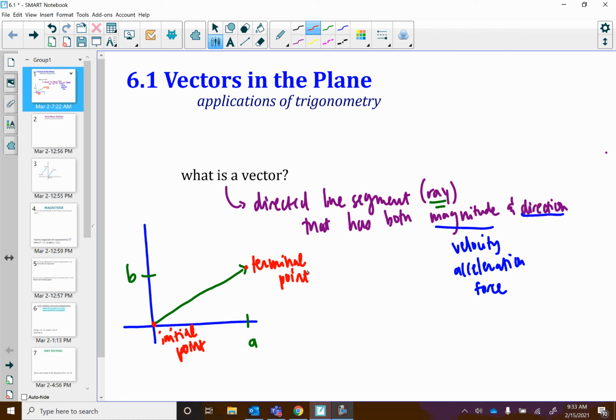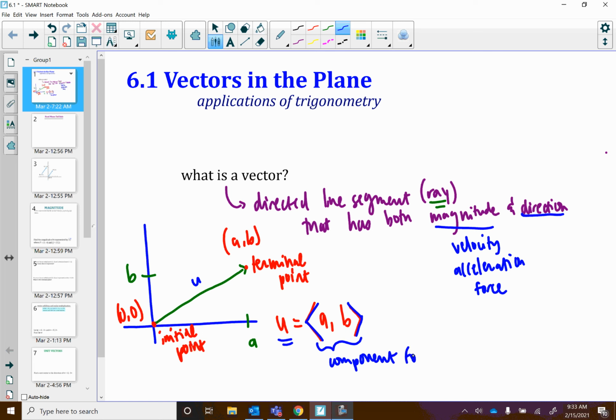And so if I'm starting at 0, 0, and going to the point A, comma B, I can name this vector ⟨A, B⟩. These brackets, they're known as chevrons, actually, denote that we are talking about a vector. And a lot of times we use letters like u and v to represent a vector. This is known as the component form of our vector.